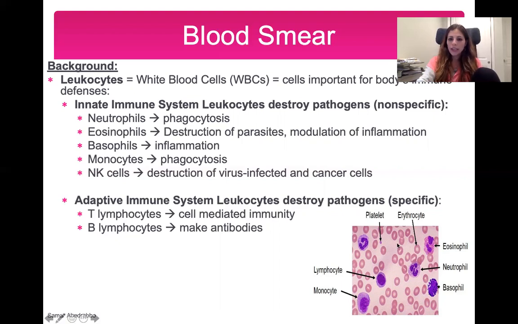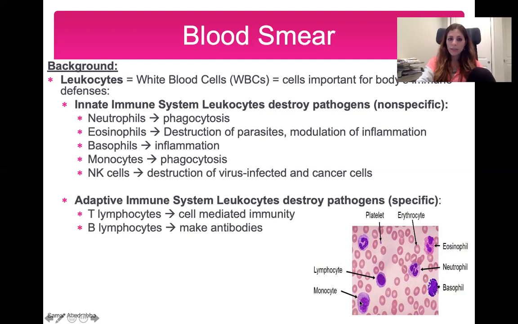If we look at a blood sample, just as a reminder from lecture, neutrophils are the white blood cells that are involved in phagocytosis, where they eat microbes. So we all have neutrophils in our blood. This is a picture of an eosinophil, and these cells destroy parasites, so worms, and they also play a role in inflammation. Basophils right here are white blood cells that play a role in inflammation.